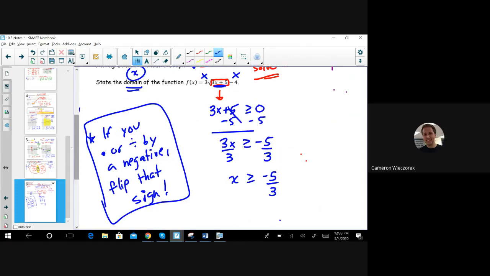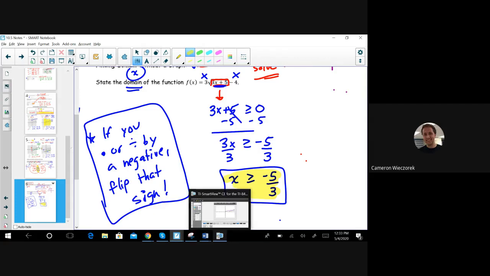So there's your domain. Any number that's at least, remember at least means greater than or equal to, negative 5/3 will be okay for this function. The range is a little bit harder to do for this one without looking at the picture. So if you really wanted to know what the range was, I would suggest you go to your calculator and you graph it.